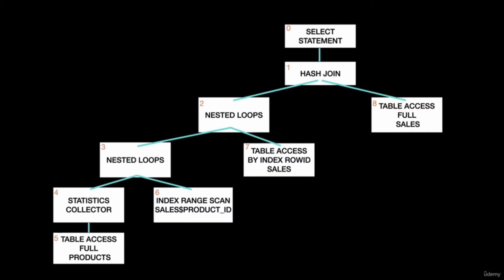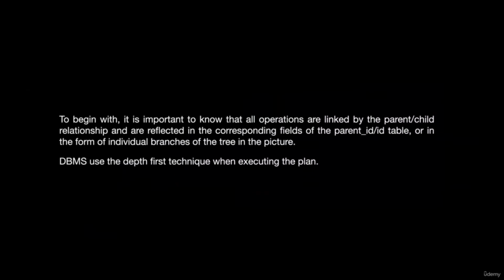For example, let's pay attention to the sales product ID index, which appears in the plan. Nested loops and hash join algorithms can be seen there. A first glance at the keywords can mislead to the consideration that the index is working, but in fact, this assumption may be wrong. So let's figure it out. To begin with, it is important to know that all operations are linked by the parent-child relationship and are reflected in the corresponding fields of the parent ID and ID table, or in the form of individual branches of the tree in the picture.